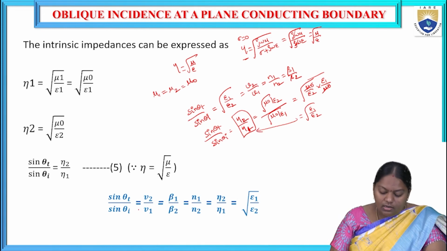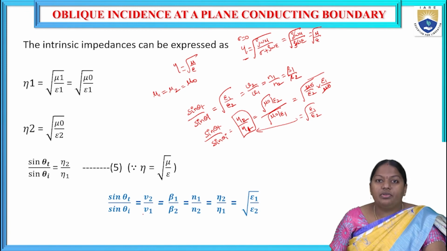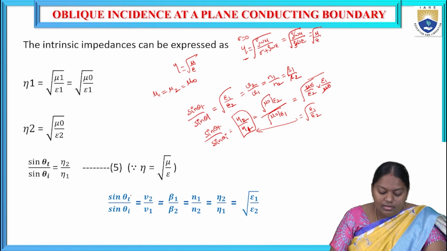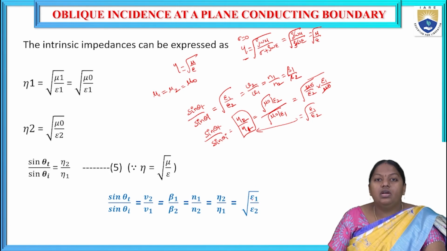So finally we can conclude Snell's law of refraction with all the relations we have evaluated: sin theta t by sin theta i equal to v2 by v1 equal to beta 1 by beta 2 equal to n1 by n2 equal to eta 2 by eta 1 equal to root over epsilon 1 by epsilon 2. Okay, so this is the way Snell's law of reflection and Snell's law of refraction can be evaluated from the oblique incidence at a plane dielectric boundary.